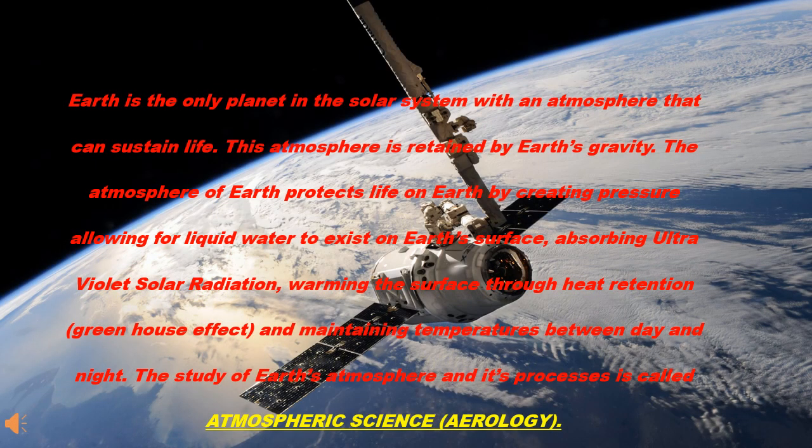Earth is the only planet in the solar system with an atmosphere that can sustain life. This atmosphere is retained by Earth's gravity. The atmosphere of Earth protects life on Earth by creating pressure, allowing for liquid water to exist on Earth's surface, absorbing ultraviolet solar radiation, warming the surface through heat retention, the greenhouse effect, and maintaining temperatures between day and night.